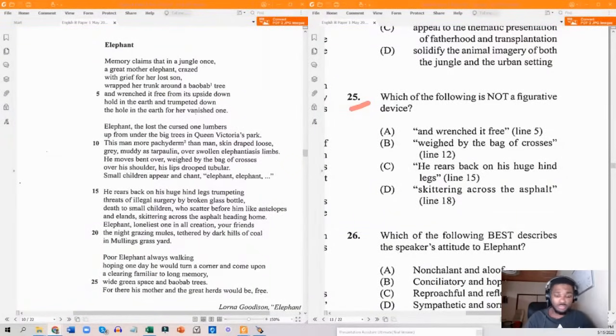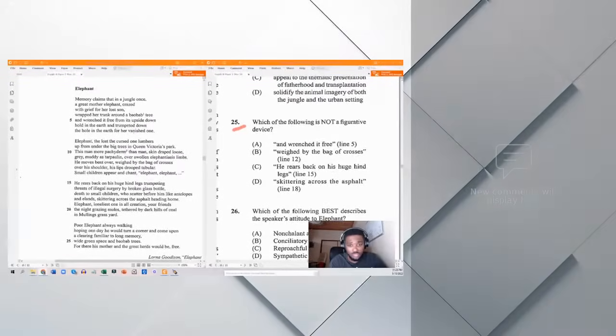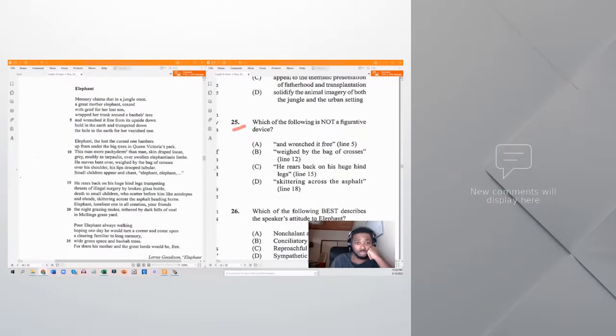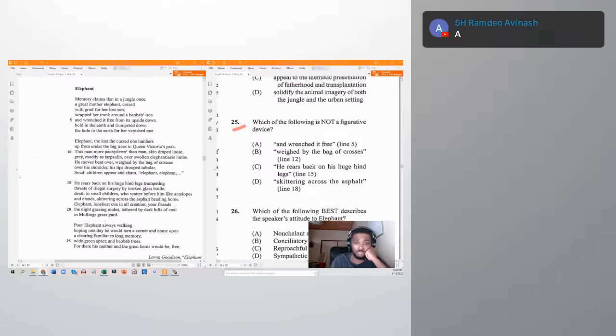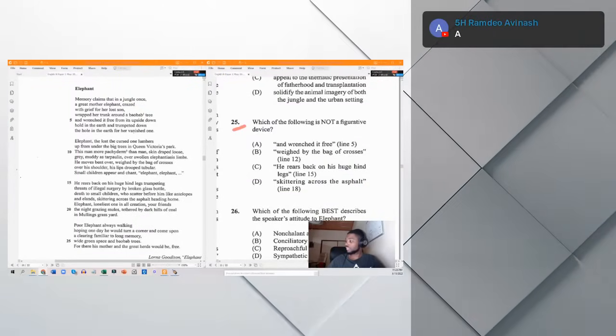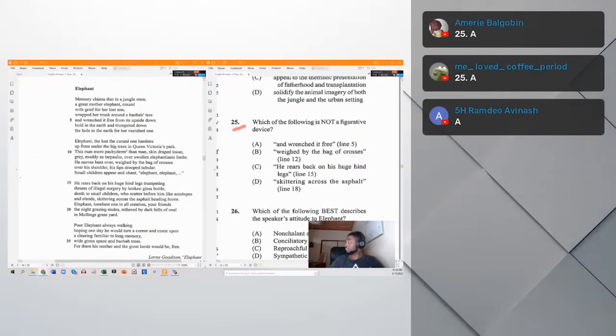25. Which of the following is not a figurative device? So send in the answers. I'll show you guys the answers on the screen. Seeing A. Click it.